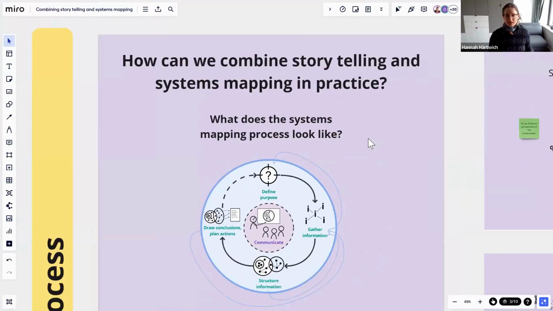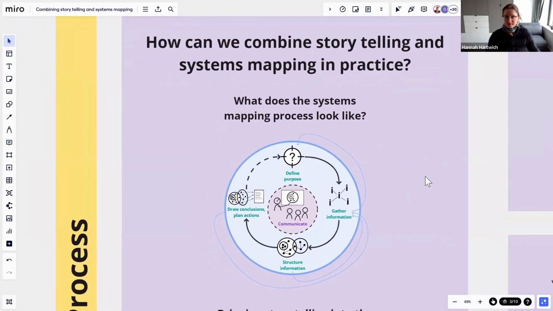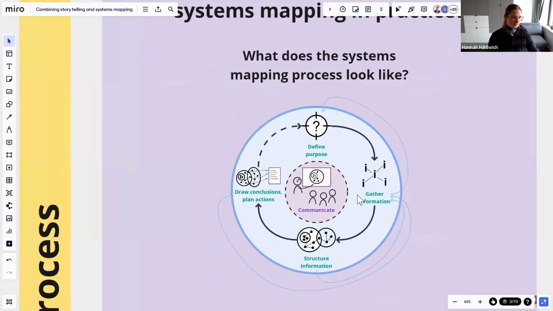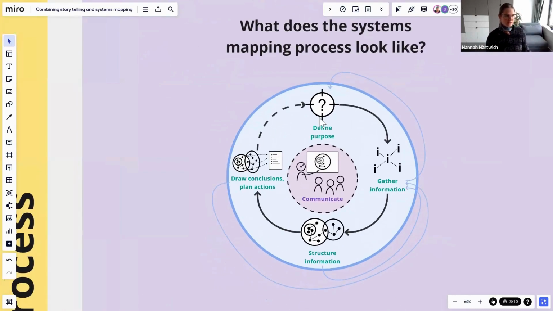And yeah, from there, we of course need to think about, okay, really practically, how do we go about that? How do we connect the method of systems mapping to the different approaches that are out there for storytelling? So first, looking a bit at, okay, what does a typical systems mapping process look like? So usually we want to start this process by really clearly defining, okay, what is the purpose of this process that we are going into?